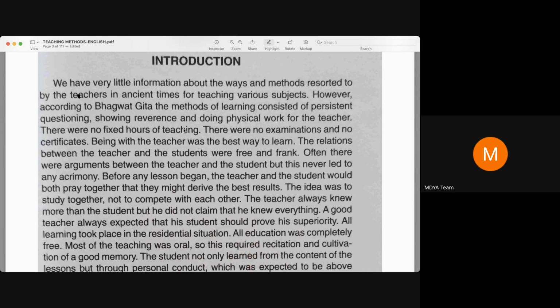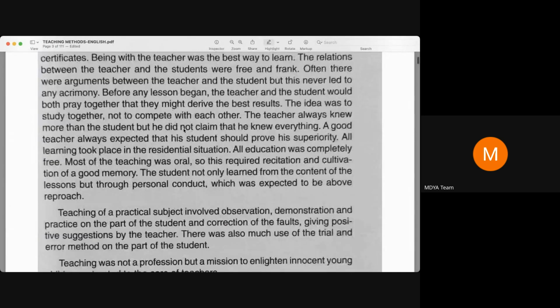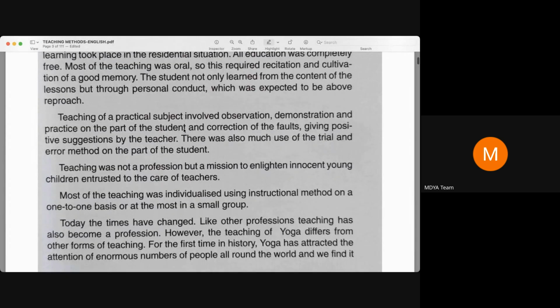All education was completely free, and most of the teaching was oral. This required recitation, or repetition, many times, and cultivation of a good memory, because during that time scripts, pages or pens were not there. The student learned not only from the content of the lessons, but also through personal conduct, which was expected to be exemplary.